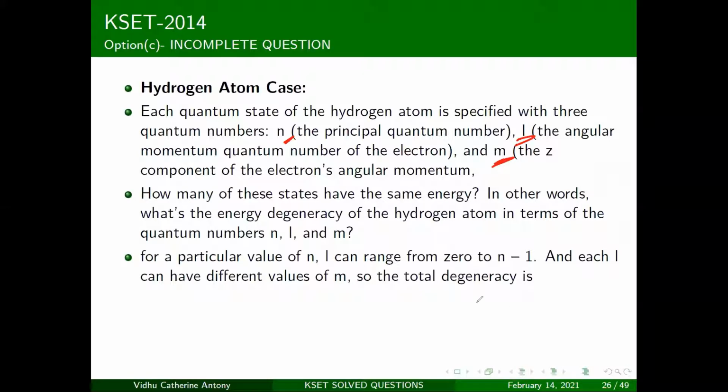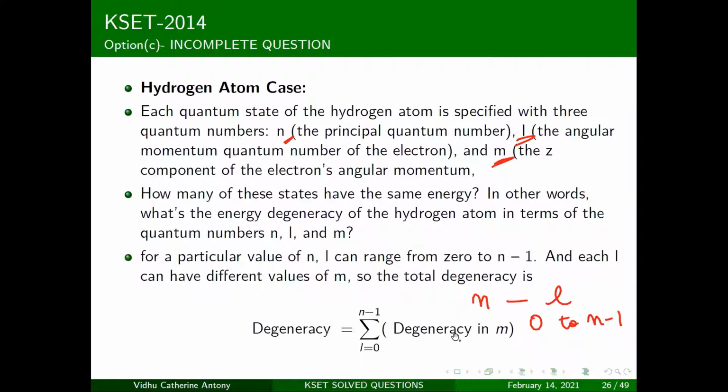So let's just write that down here. For a particular value of n, what is the range of L? L is basically from 0 to n minus 1. And each L can have different values of M. So the total degeneracy is the summation of L equal to 0 to n minus 1, and then you have the degeneracy in M. Because M, again, has values from minus L to L. So M has values from minus L to L, and L has values from 0 to n minus 1.